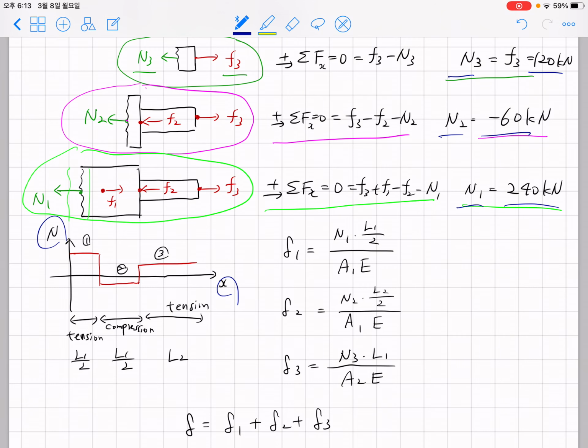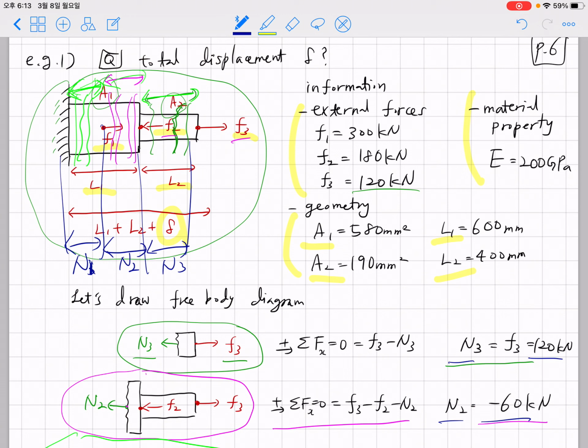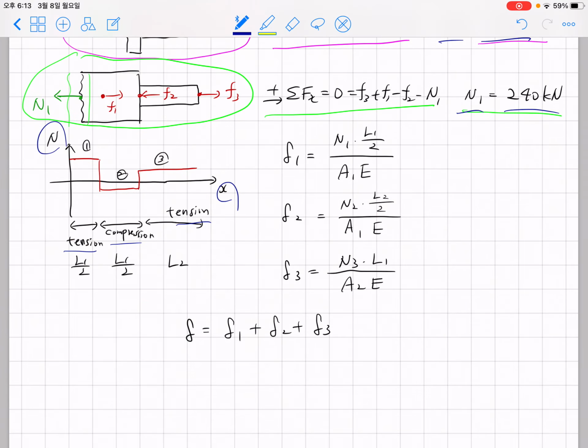Then you can see that there is tension, compression, tension, and the length of this zone is L1 over 2. Length of this zone is L1 over 2. Length of this zone is L2. So you plug in L1 over 2, L1 over 2, and L2 here. For each zone, you obtain delta 1 equals force, length, cross-section area A1, material property.